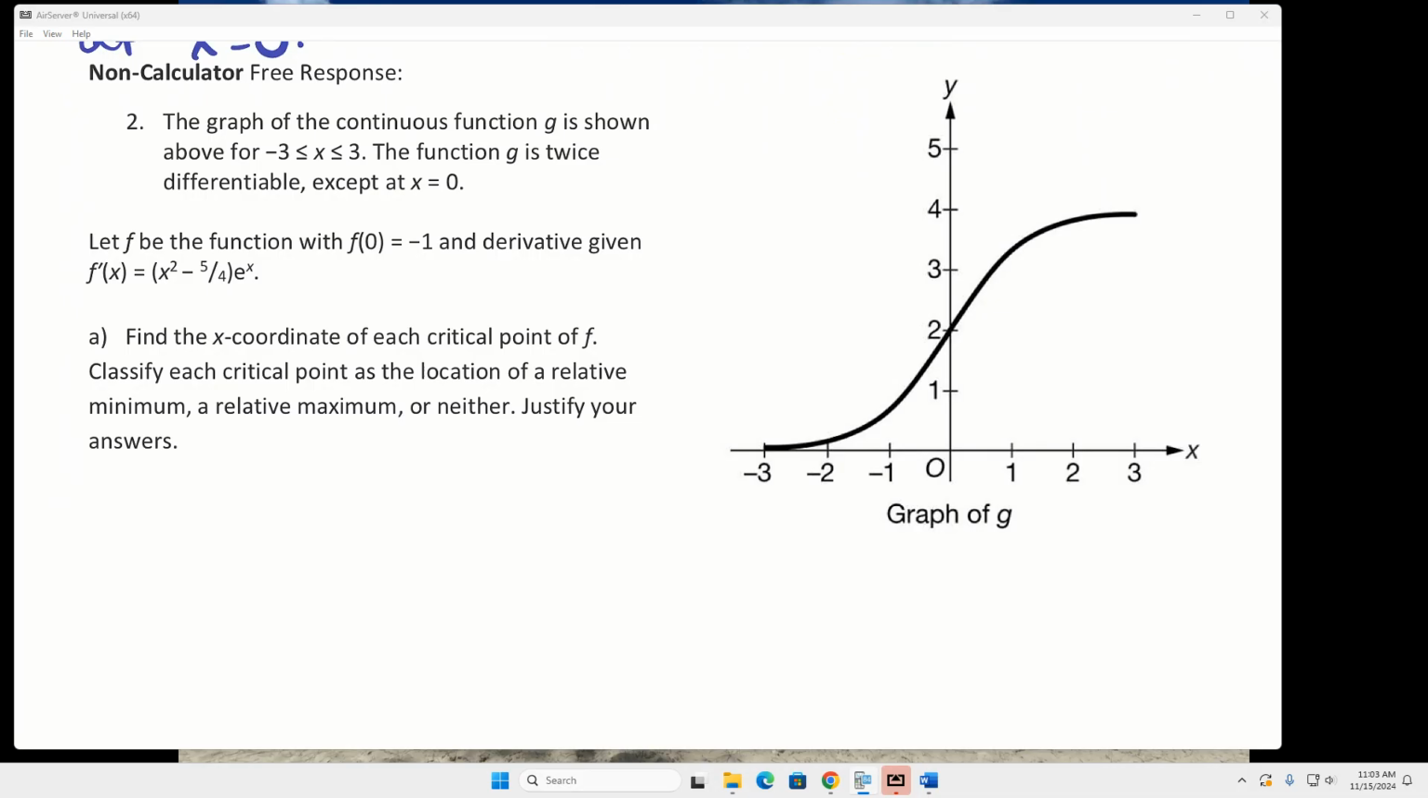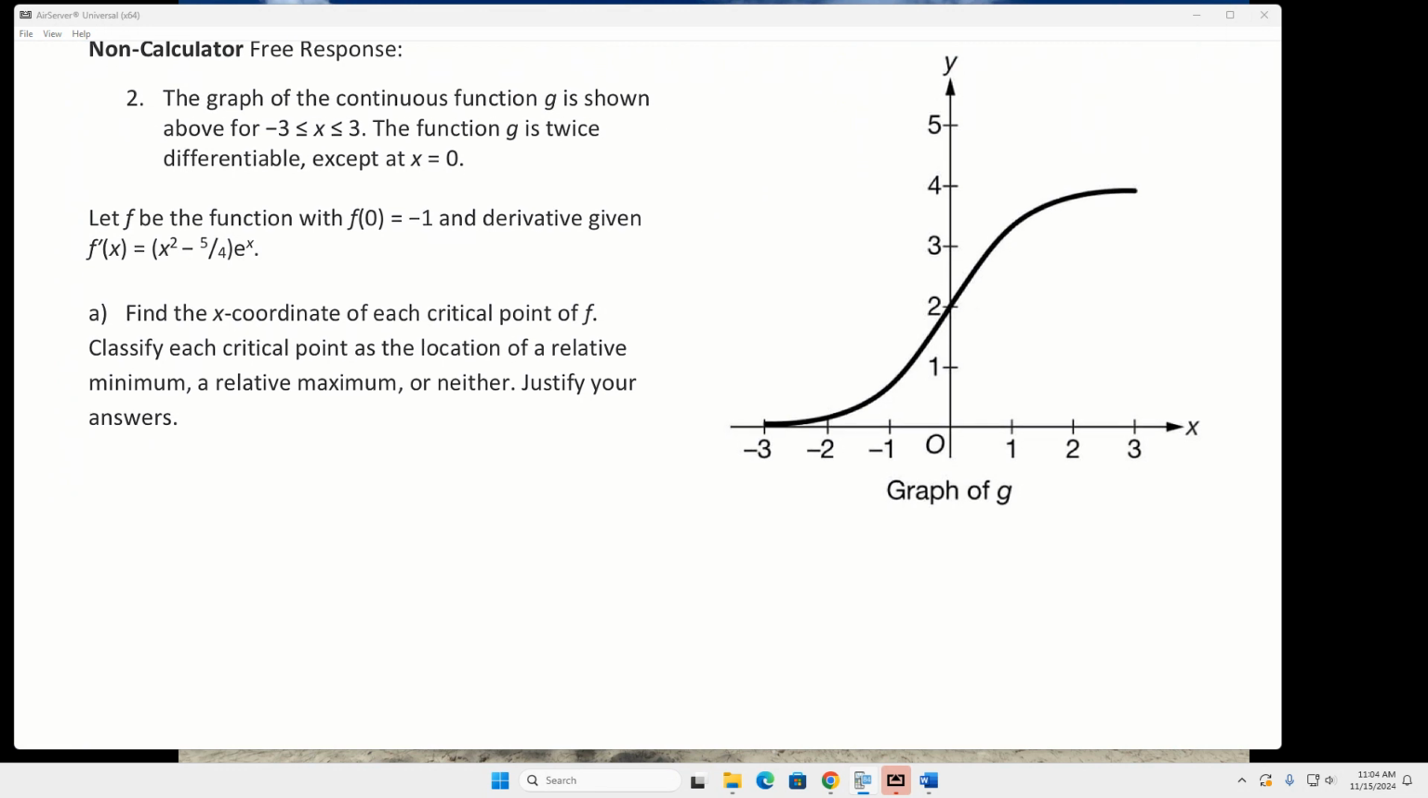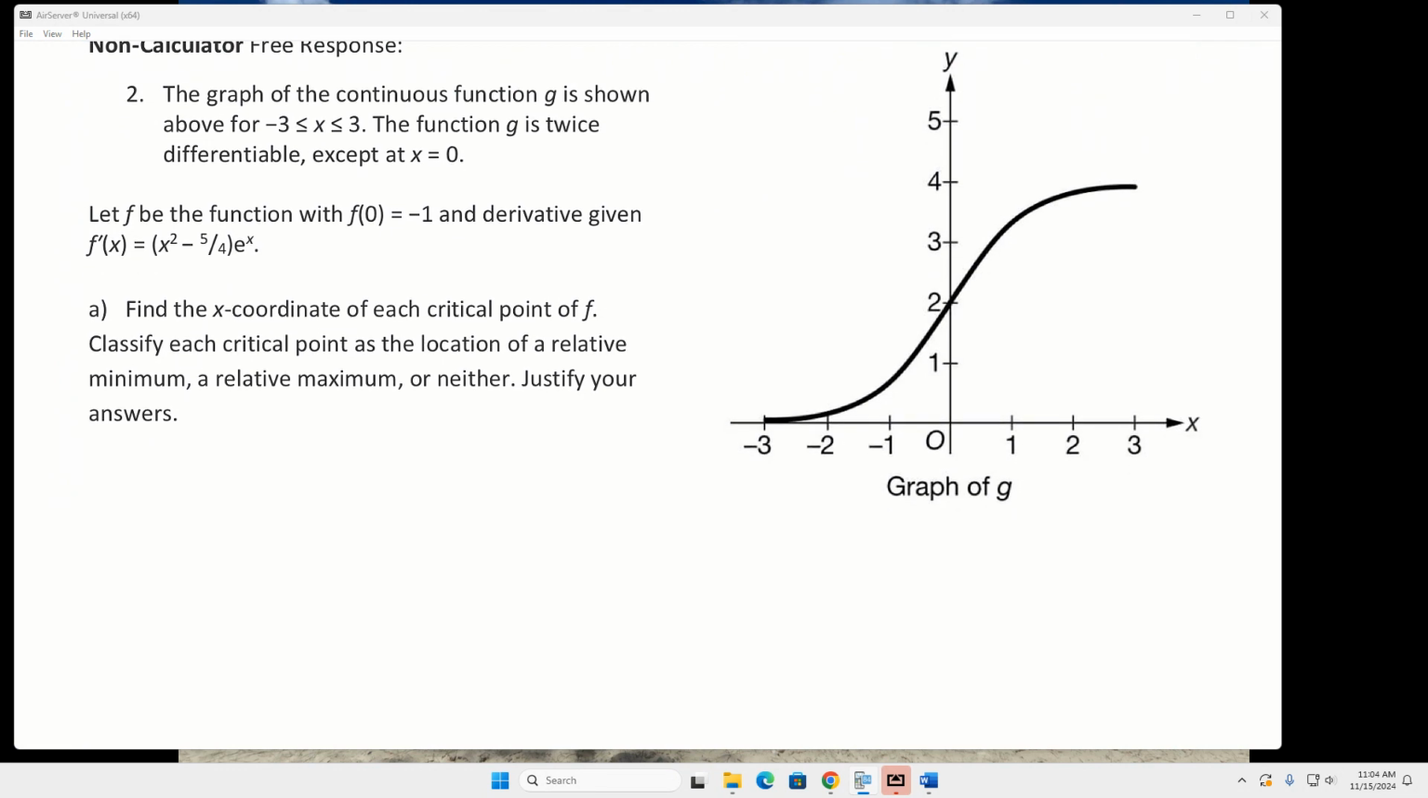Okay, so the first part is asking about f. We're not going to use g at all right now. And so we want to find the x-coordinate of the critical point of f, and then we're going to classify each critical point as the location of a relative max or relative min, and we're going to justify. This is asking us to do a lot of things in one problem, but that's okay.